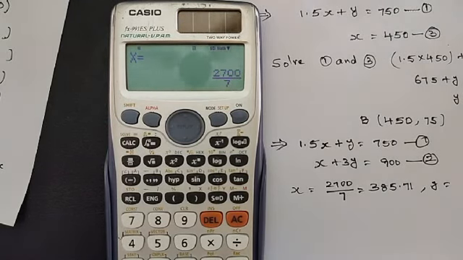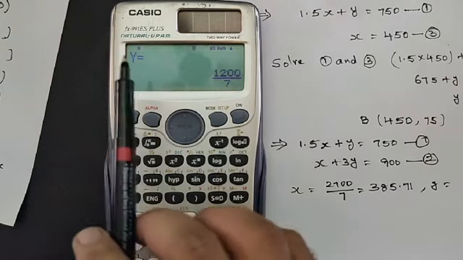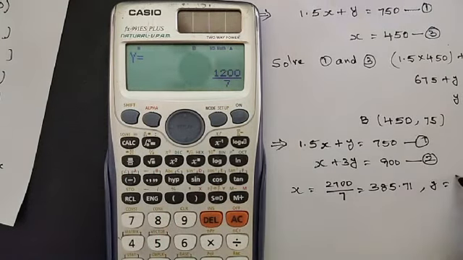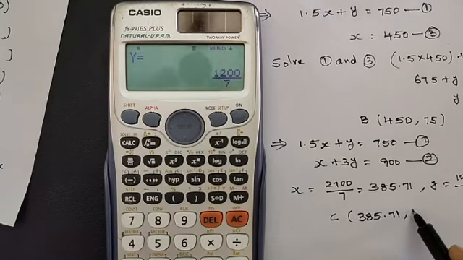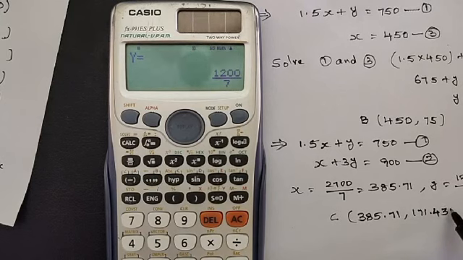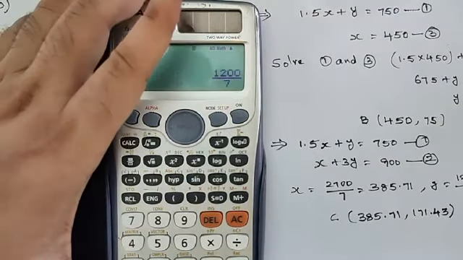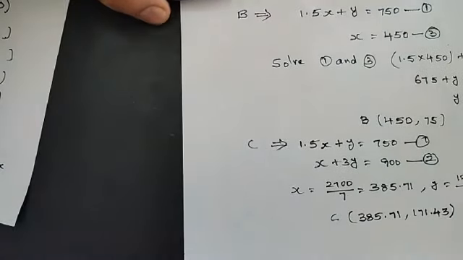Then what is the value of y? In the calculator again press equals, then you will get y equals 1200 by 7. What is 1200 by 7? 1200 by 7 is equals to 171.43, right? So if you write them as vertices, then C is 385.71 comma 171.43, right?